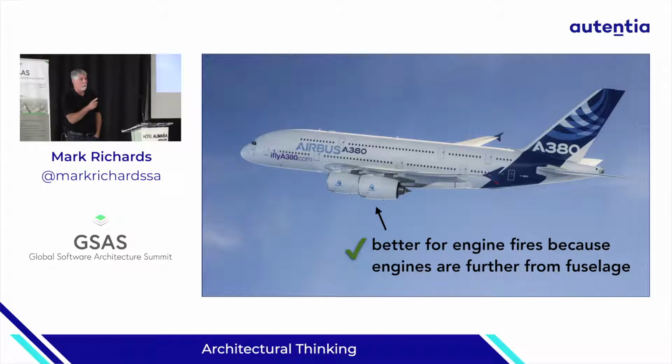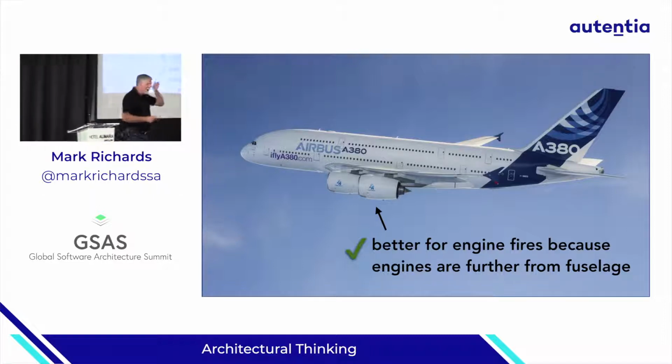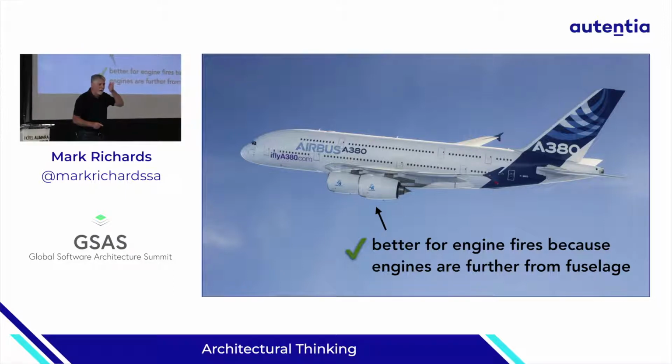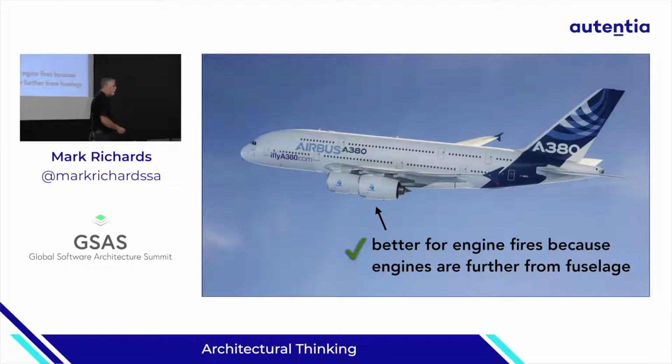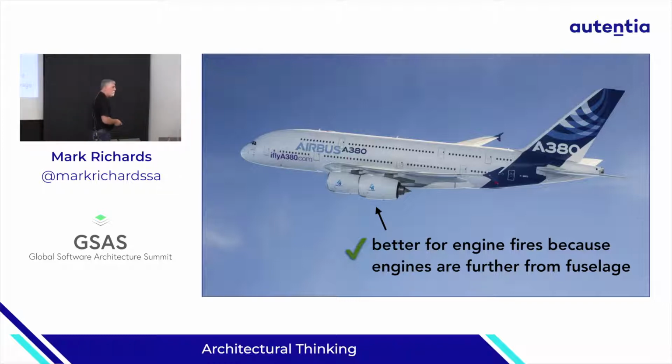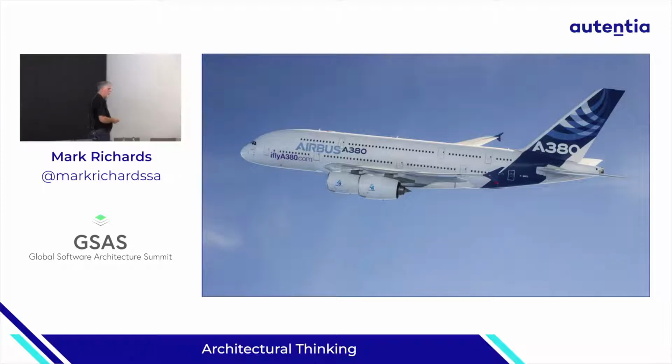Assuming there's an engine fire, which we don't want it to have, how would you think if your window is right there on a tail-mounted engine and that engine catches on fire? It's right next to you. Whereas here with the wing-mounted, those engines are further from the fuselage, a lot safer. Well, that kind of seems like a lot better advantage, doesn't it?